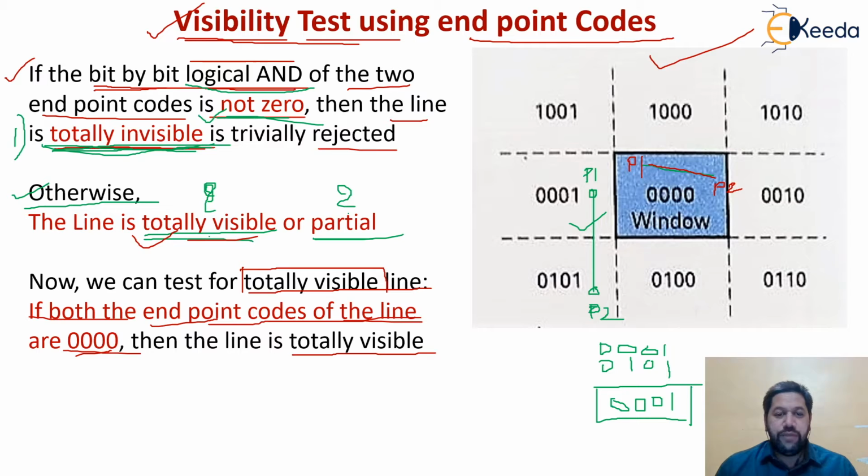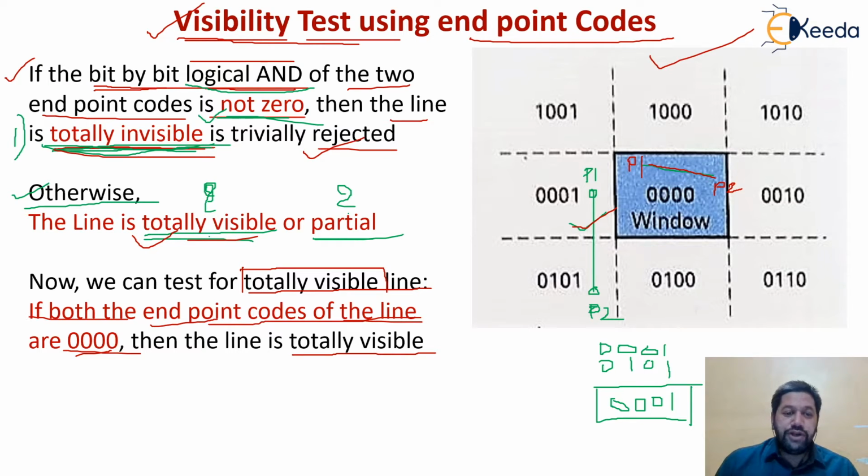If the line is totally visible, there is no need to go for any clipping. The line is saved, the line is on the screen, and we exit. If the line is totally invisible, we are going to reject that line, or we are not going to save the line. This particular line, for example, is totally invisible, so it is rejected. It is not displayed on the screen. Getting me?